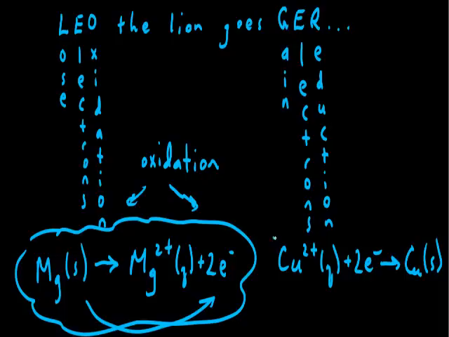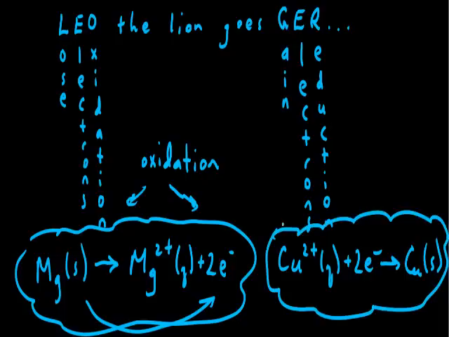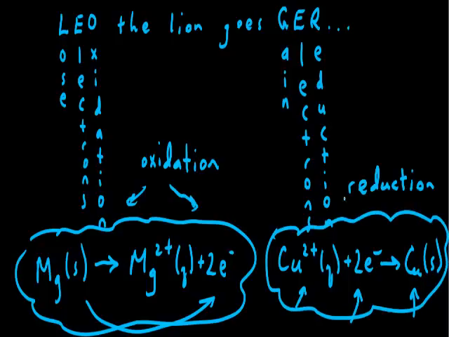Now for the other half reaction, we have copper 2+ ions turning back into elemental copper solid. The copper 2+ ions pick up or gain 2 electrons to turn back into elemental copper, and this half reaction is identified as the process of reduction, when we see something gaining electrons as we move from the reactant to the product side.